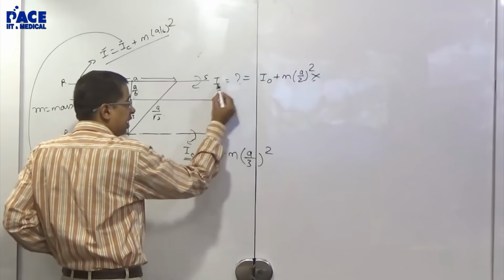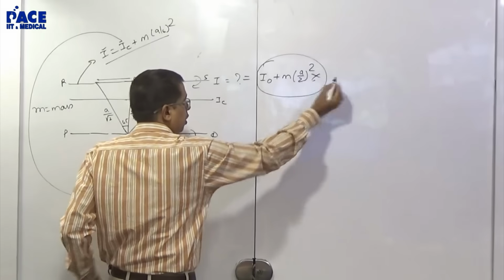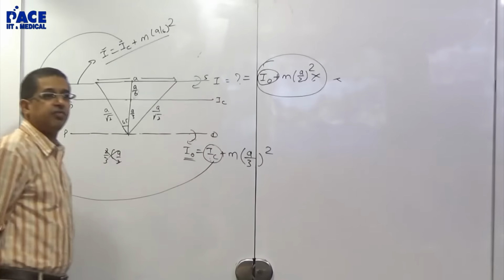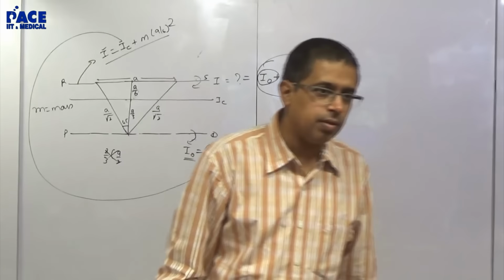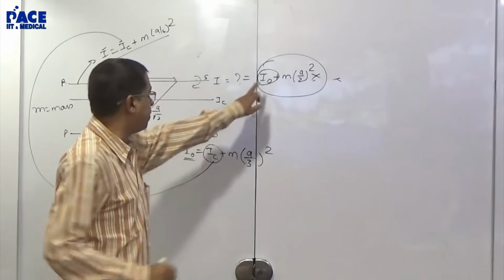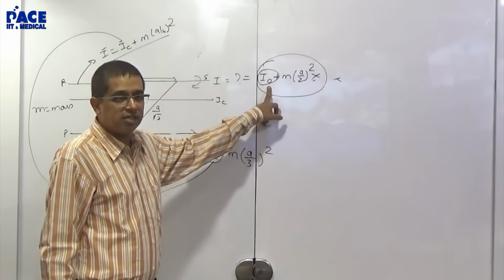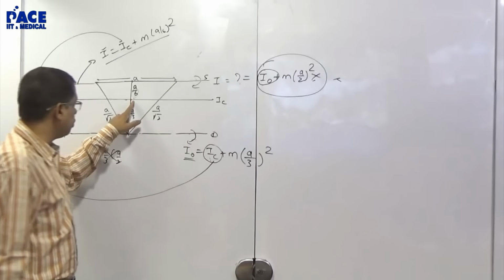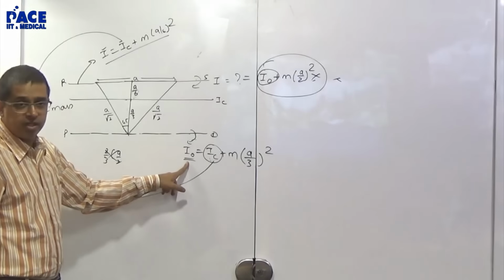People who directly apply I equal to I naught plus M into this distance whole square will be wrong, because this is not the moment of inertia about an axis passing through the center of mass. The parallel axis theorem can be applied only if this is the moment of inertia about an axis passing through the center of mass. So first of all, I found out the moment of inertia about an axis passing through the center of mass from the information known.